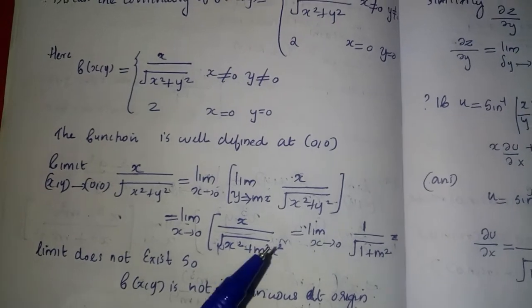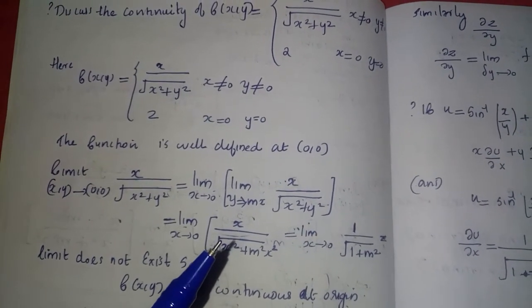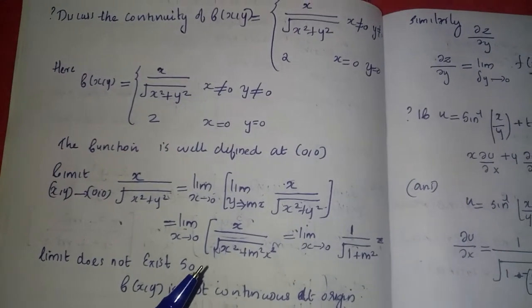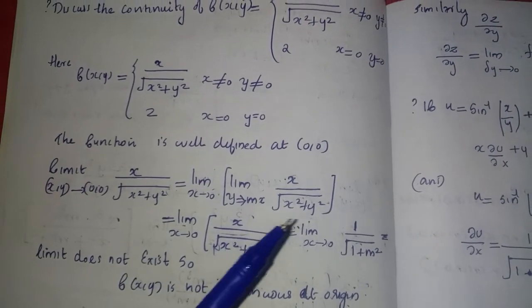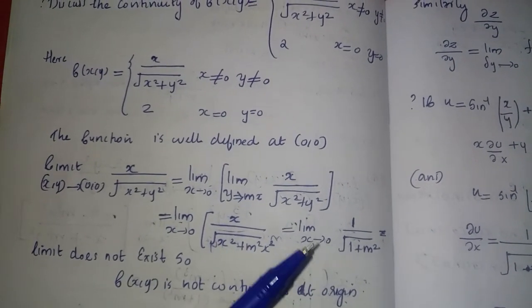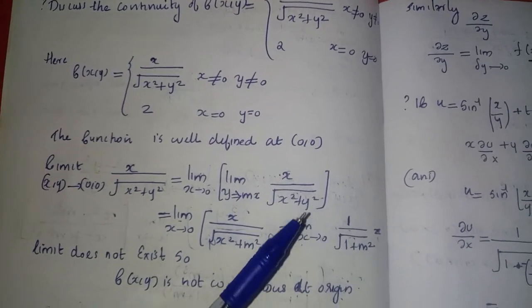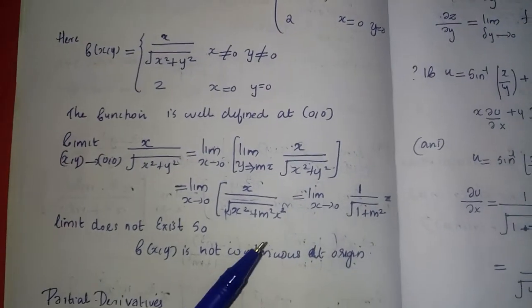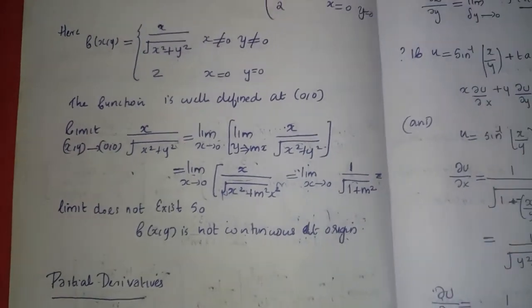So we have to check whether the function is well defined or not, next we check the limit of the function, and we check the value of the function. Here we substitute y equal to mx and we get the function like this. As x tends to 0, the limit is not equal to the value, and the limit does not exist. So the function is not continuous at the origin.